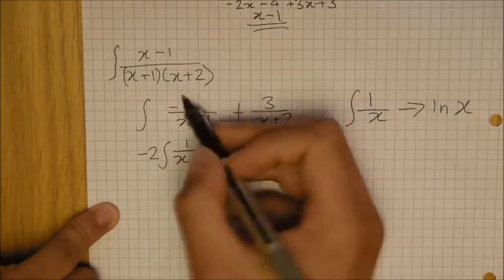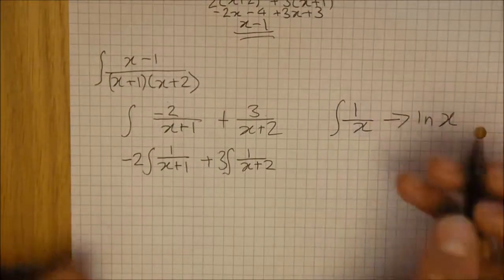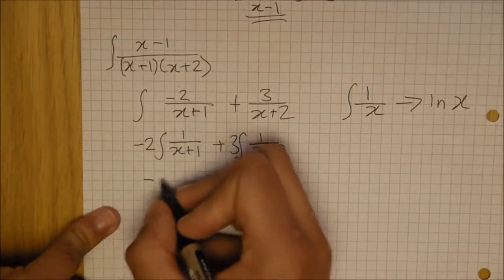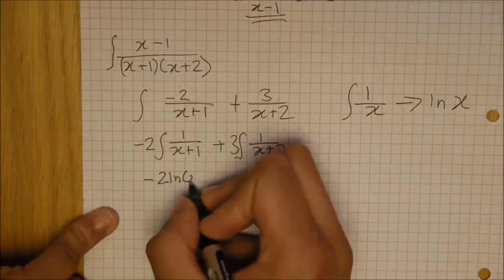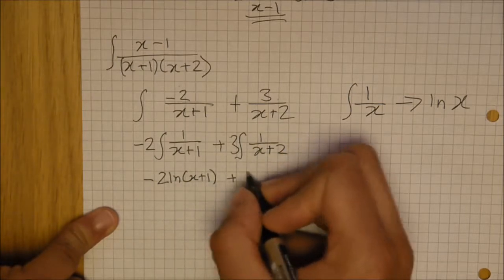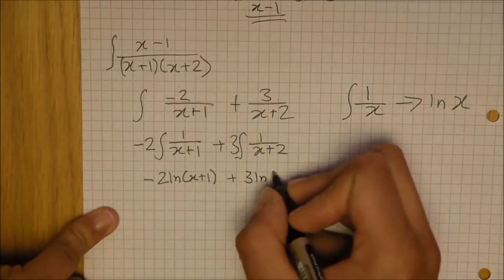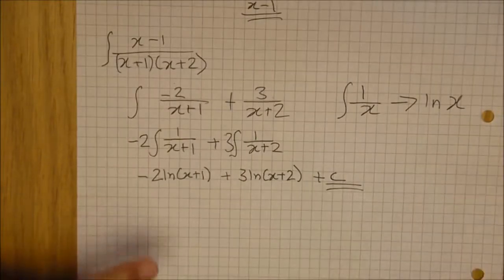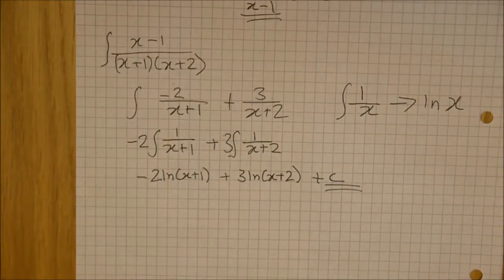Note we have taken those two constants outside the brackets because they're multiplying. So what we can do is rewrite this as minus 2 ln (x plus 1) plus 3 ln (x plus 2) plus the constant of integration, plus c. Remember the plus c, I'm sure if we all had a penny for every time we forgot plus c in questions, we'd be very rich.